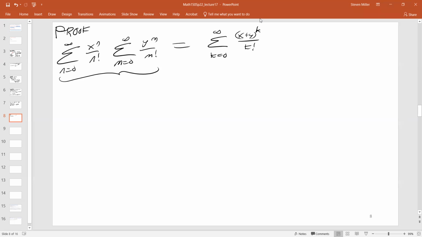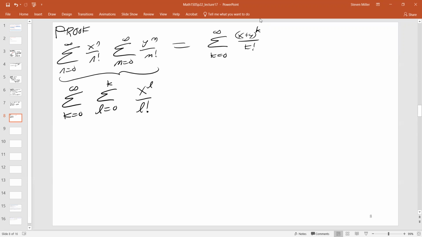So I'm going to sum k goes from 0 to infinity, and I'll sum L goes from 0 to k, because if the sum of the powers is k, the smallest x can be is 0, the largest power x can have is k. And if I have L powers of x, how many powers of y do I have? The sum of the powers has to be k. I've got L powers of x.